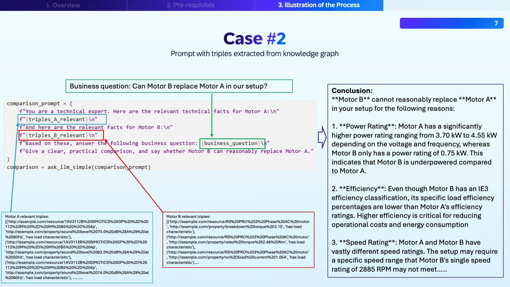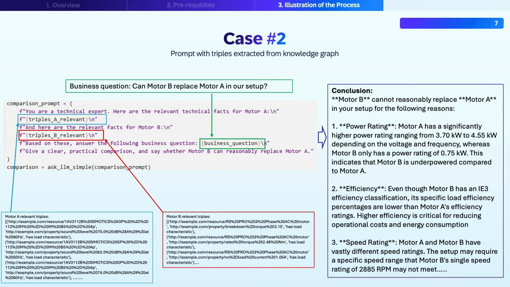Here we see the final step of the pipeline for case 2, preparing and extracting the prompt for the language model using filtered triples from both motors. We start with the business question: can motor B replace motor A in our setup? We then build a prompt that includes two sections, first the relevant facts for motor A, and then the corresponding facts for motor B. These triples were filtered from the respective knowledge graphs based upon the question.